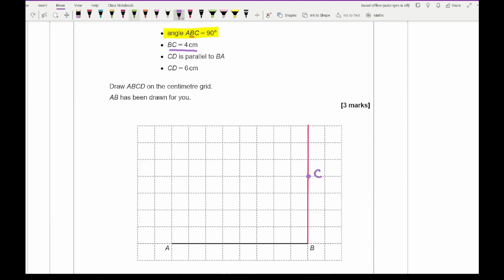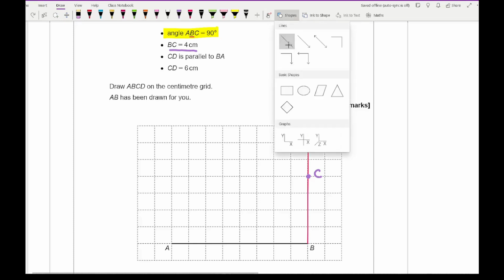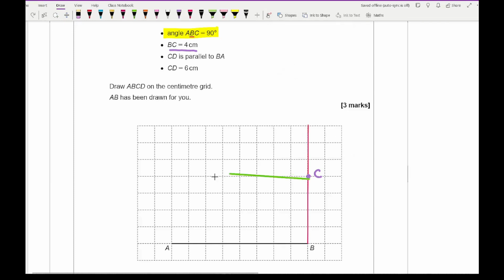Now in terms of where D is, well, we know that the line CD is parallel, so that means that a parallel line to AB that goes through C is going to be somewhere along that green line. And we know that CD, the distance is 6 centimetres. So if I count 6 centimetres or 6 squares from C, I get that D is going to be at this point here, and then all that's left for me to do is to join a line from A to D.